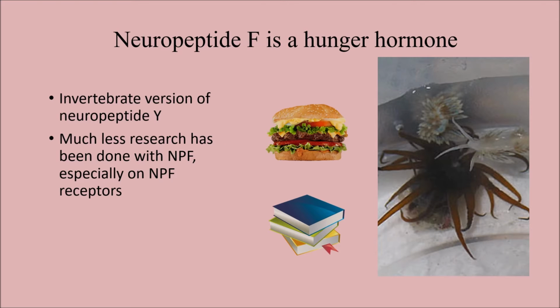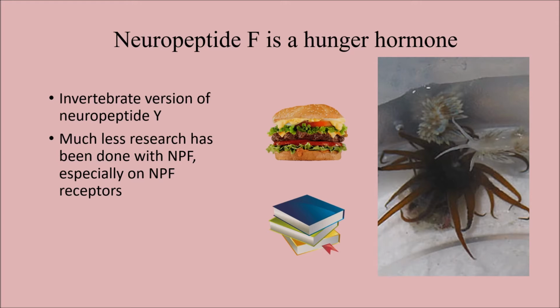So what exactly is neuropeptide F? Well, neuropeptide F is a hormone responsible for increasing appetite and causing hunger. It's the invertebrate version of neuropeptide Y. So us humans have neuropeptide Y, but invertebrates like Berghia have neuropeptide F. A lot less research has been done with neuropeptide F when compared to neuropeptide Y. This is especially true for the receptors.